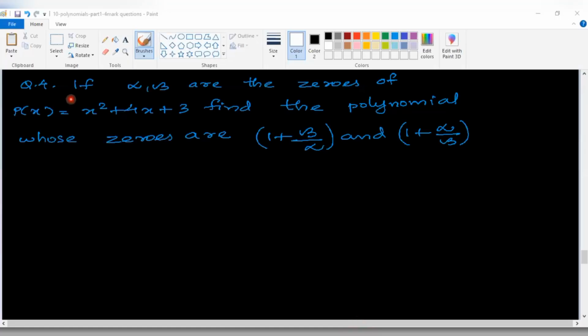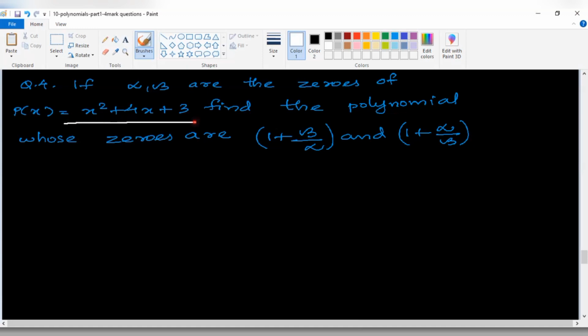This is the last question of this video. If alpha beta are the zeros of p of x equals this, find the polynomial whose zeros are 1 plus beta by alpha and 1 plus alpha by beta. So it is almost similar to the previous question. There it was given in another way, only that much. So here also alpha beta are the zeros of this polynomial.